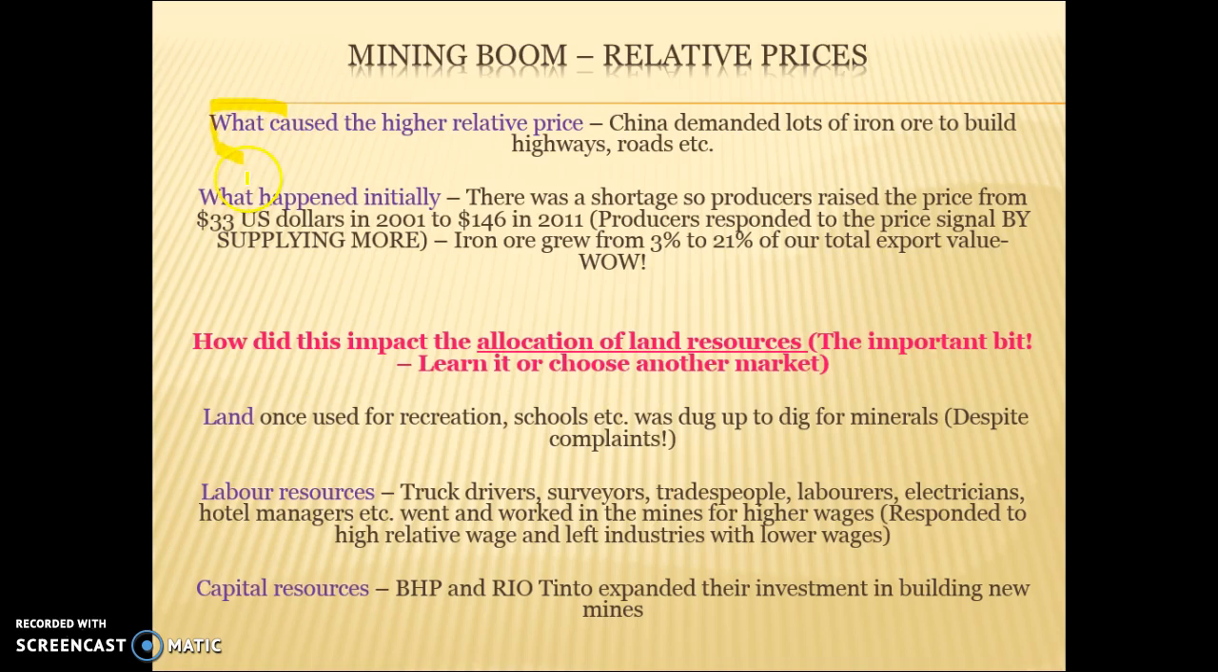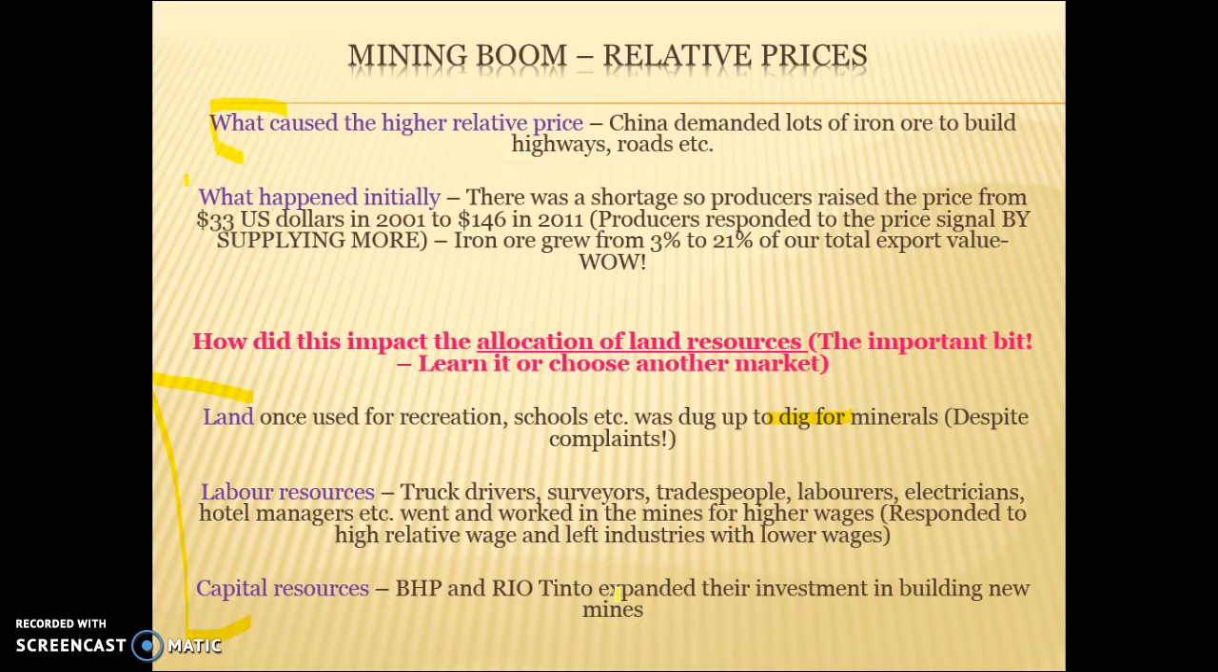China demanding our iron ore. Explain what happened initially with the shortage that existed, and therefore that leading to higher prices. And then a really clear example of how that reallocated resources. Land once used for recreation and schools is dug up for minerals. Truck drivers, surveyors, tradespeople, etc. went and worked on the mines.